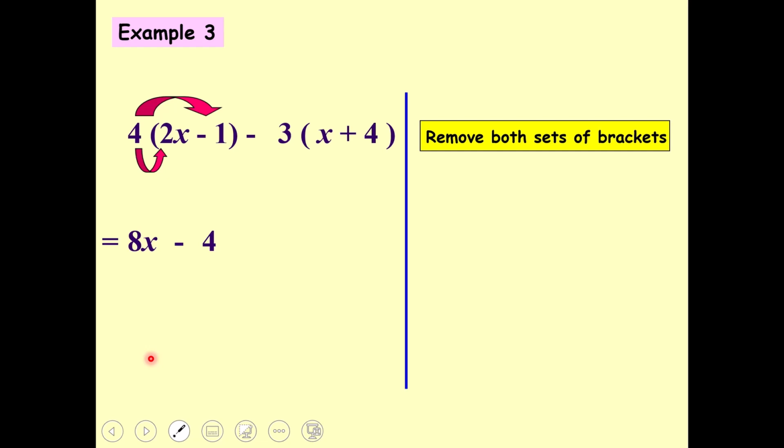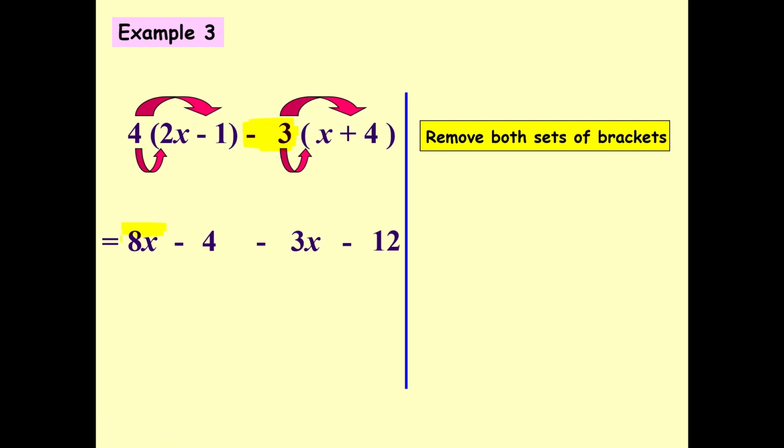Our next bracket, we are going to multiply it out by negative 3. So negative 3 times x gives you negative 3x. And negative 3 times 4 gives you negative 12.